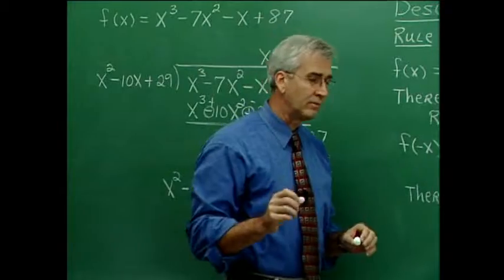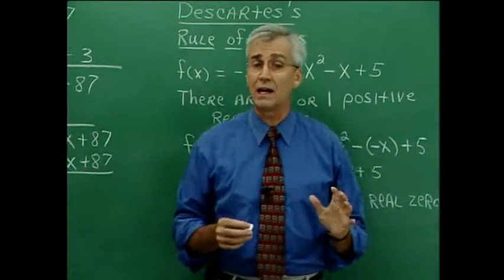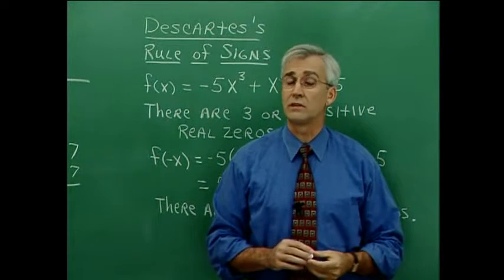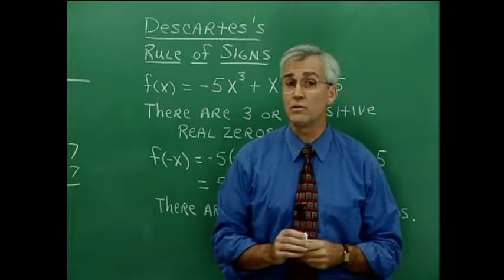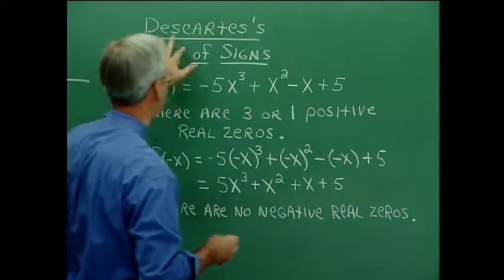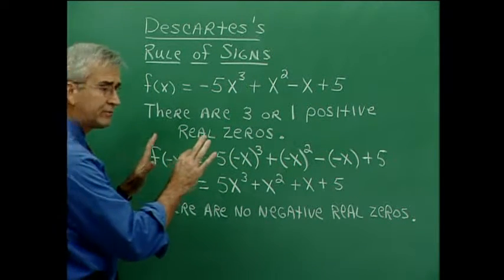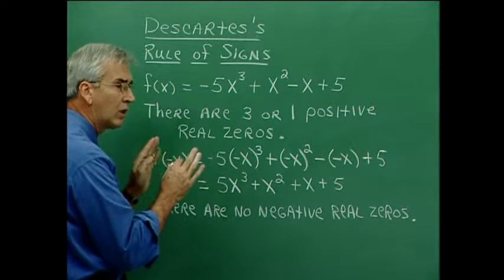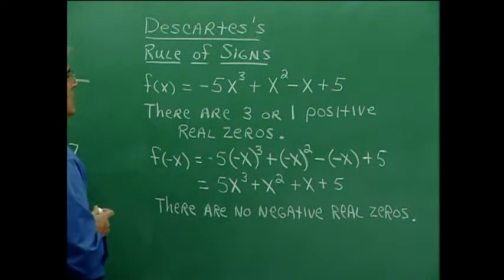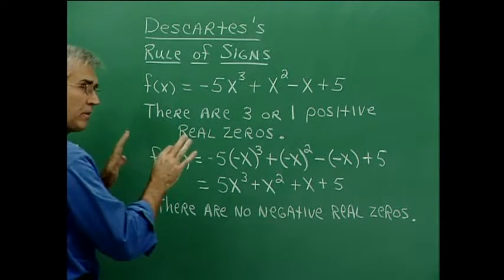Let's talk about a couple of other strategies that can be brought to bear in analyzing polynomial functions. Now, we've already looked at a number of situations, the leading coefficient test, for example, and we've used synthetic division quite a bit. This is called Descartes' rule of signs, and it allows us to establish the possible number of positive and negative real zeros in our polynomial at hand.